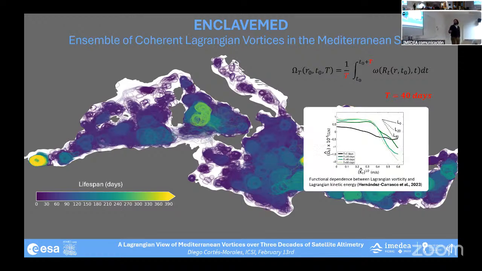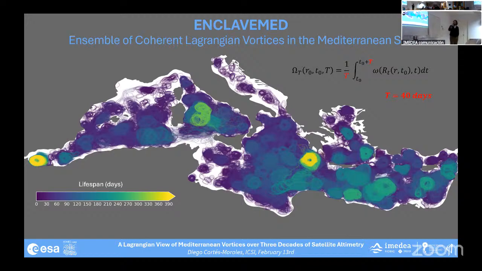Why 40 days? Well, another study from Ismail shows that starting with 40 days, we start having a high correlation between the Lagrangian vorticity and the Lagrangian eddy kinetic energy, meaning there is a close relation between the spatial variations of the Lagrangian vorticity and the Lagrangian mesoscale activity.